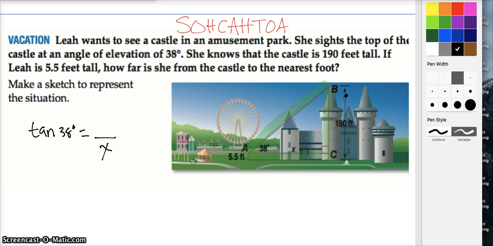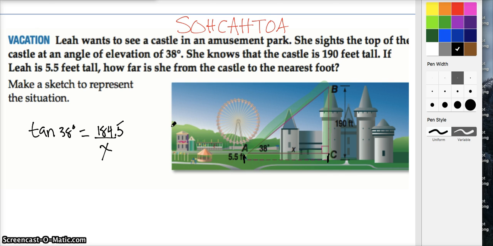Hopefully you realize that it's the height of the castle, but remember that she's 5.5 feet tall, and that she cuts off some of the part of the triangle just by her height. Do you see what I'm talking about? So right here, that's 5.5 feet, as she's 5.5 feet, so we're going to take 5.5 feet off the entire height of this side of the triangle. Hope this is making sense. So 190 minus 5.5 is going to be 184.5.